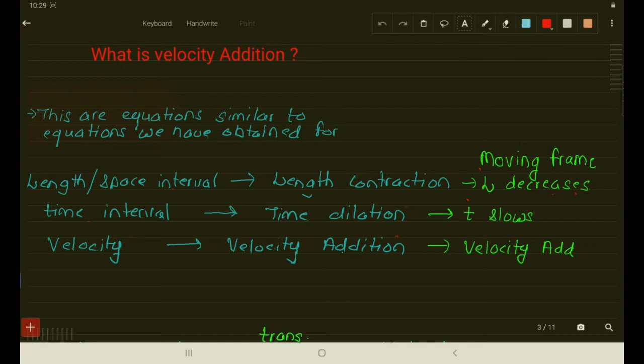Velocity addition are equations that are similar to the equations that we have obtained for space interval and time interval. If you remember, we have called them as length contraction and time dilation. These equations help us convert one set of coordinates from one reference frame to another set of coordinates in another reference frame. We have called them length contraction because in moving frame the length decreases, and we have called them time dilation because in the moving frame the time slows down. Same way, the velocity adds.